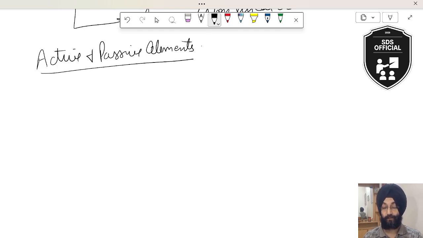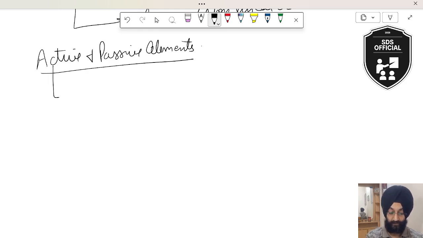So what are active elements? Those elements which can generate energy or which can acquire energy from a system, from a DC circuit. They can either give energy or they can consume energy from the system. So they can also be defined as those elements which require some external energy source for their operation. These can also be categorized as active elements.